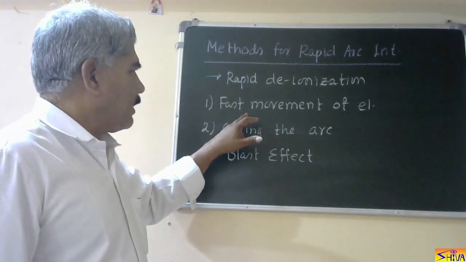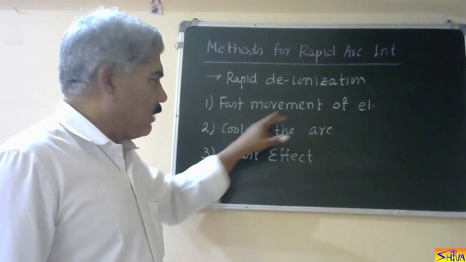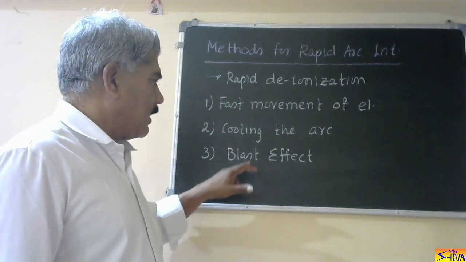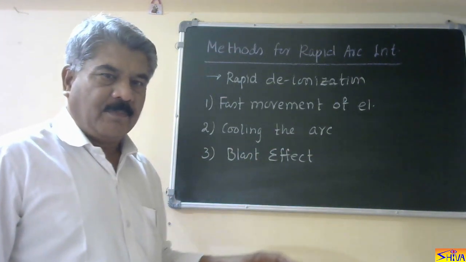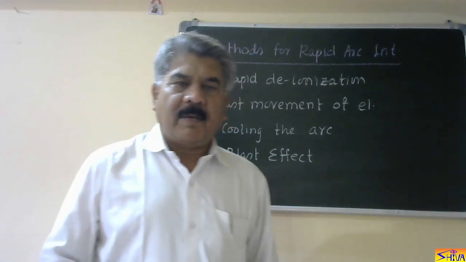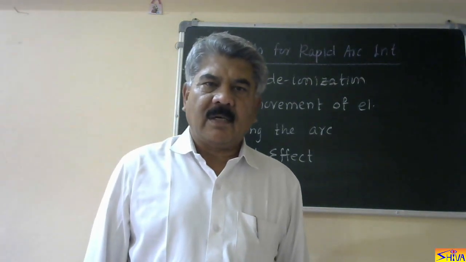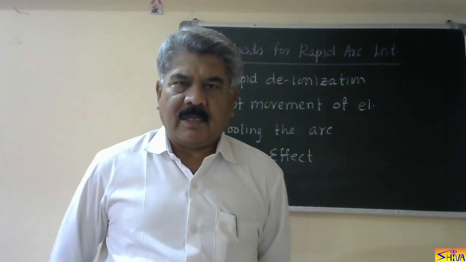So there are three methods. One is fast movement, that is rapidly moving the electrodes. Second is cooling the arc, and third is blast effect. So that is all about the arc. In my next lecture, I will explain the different terms associated with the circuit breaker.